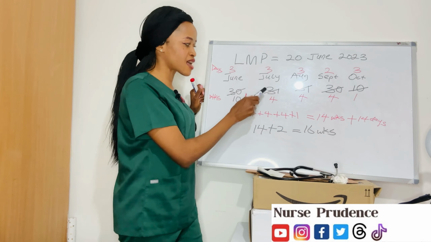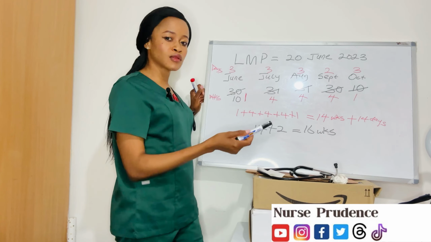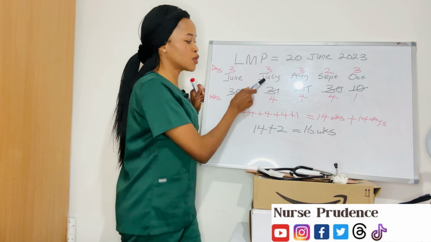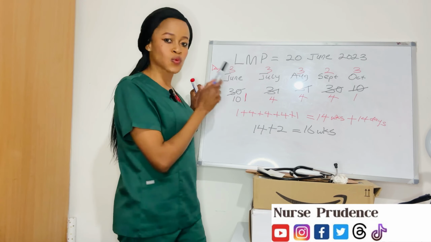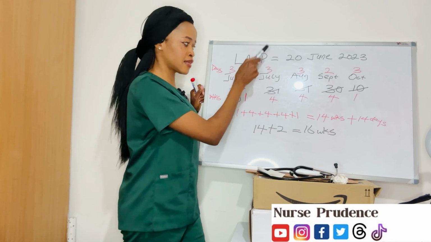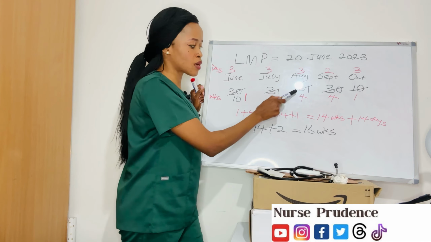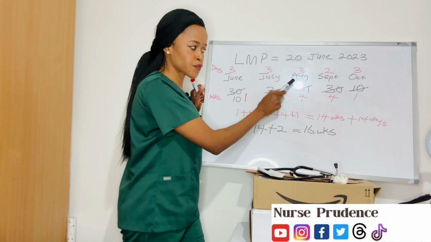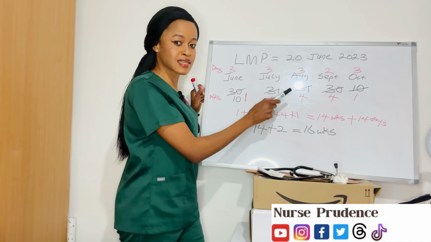Then, how many weeks are there in July, August, September, October, depending on the month that you'll be using? Now, July is 4 weeks plus 3 days because July is 31 days. So you have to write 4 and then the remaining 3 days up. For August, it's still 31 days. So August has 4 weeks and 3 days. September has 4 weeks and 2 days because it's 30 days in September.